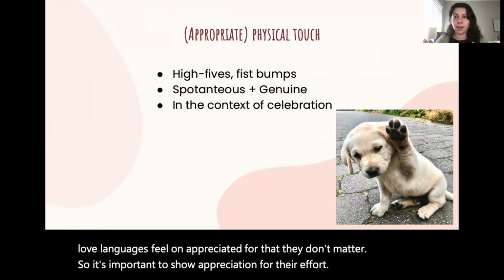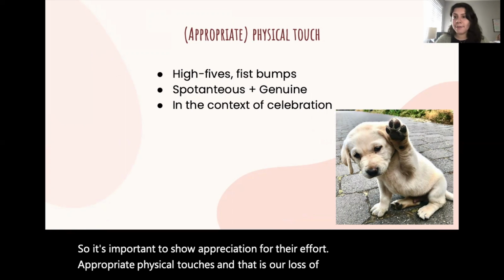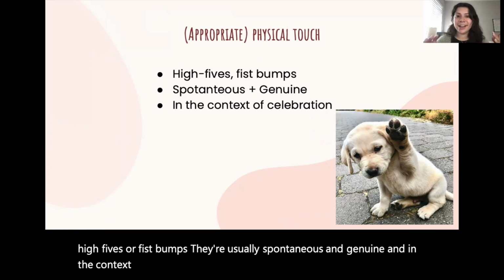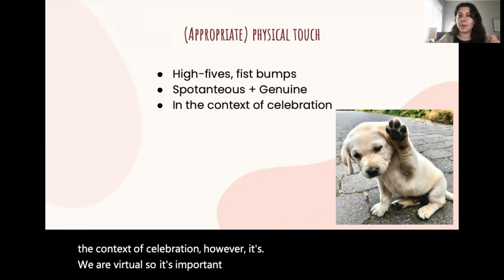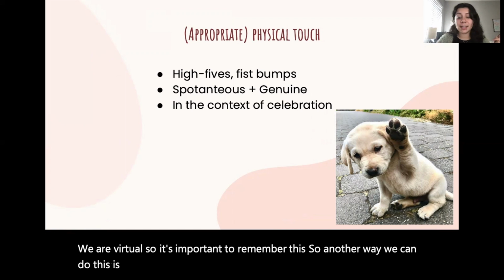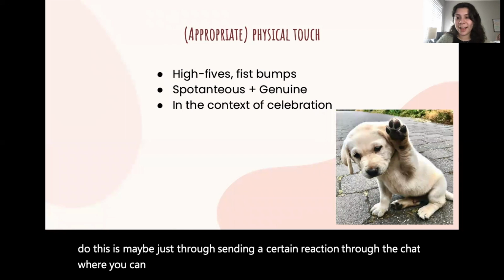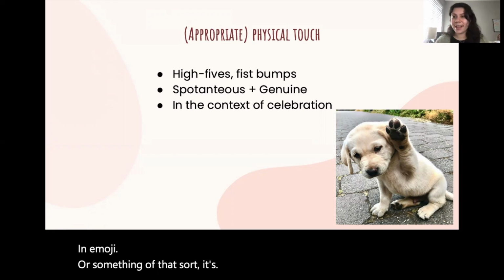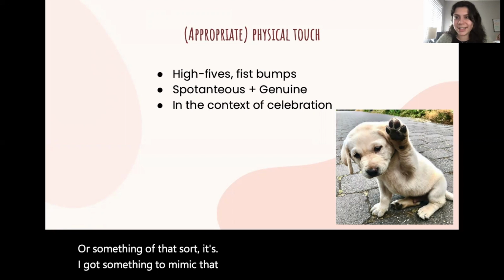Appropriate physical touch is our last love language. Here it's high fives or fist bumps. They're usually spontaneous and genuine and in the context of celebration. However, we are virtual, so it's important to remember this. Another way you can do this is by sending a reaction through the chat, like a little high five, or even sending an emoji or something of that sort. It's something to mimic that. Again, definitely different in the time we are in right now.